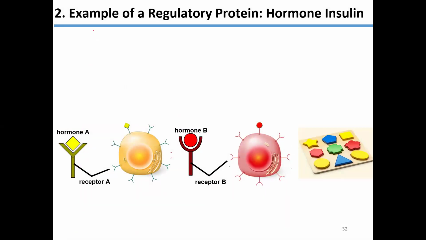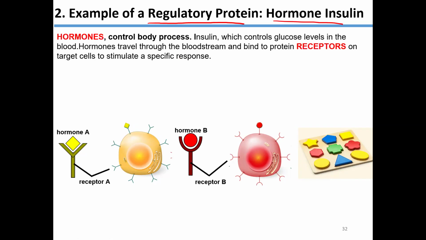So now we're going to take a look at another example of proteins, which are going to be known as regulatory proteins, or in this case, hormones. Hormones are really important because they control body processes. A great example is insulin, which controls glucose levels. Remember in our previous lecture, we talked about how the body breaks down our carbohydrates into monomers, and a lot of that was glucose. So again, insulin helps control the amount of glucose within the body.